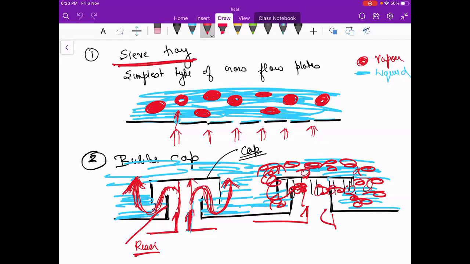So if you compare sieve tray and bubble cap, which one is good efficiency wise? Which one is good? If I compare sieve tray and bubble cap, which one will be good efficiency wise? Obviously, the bubble cap will be more efficient.